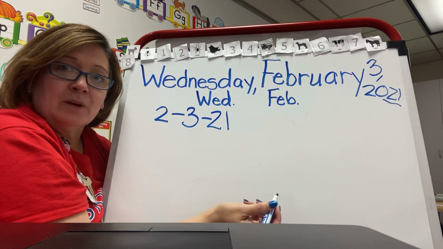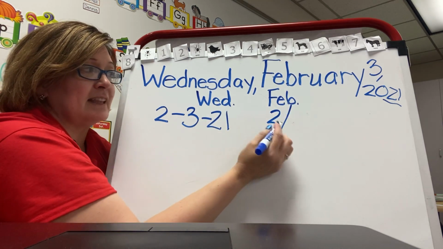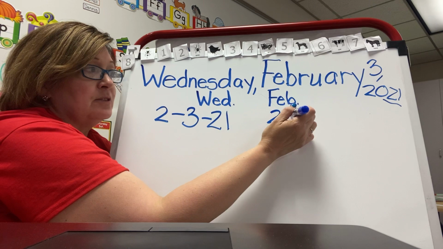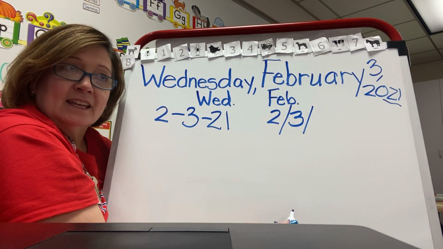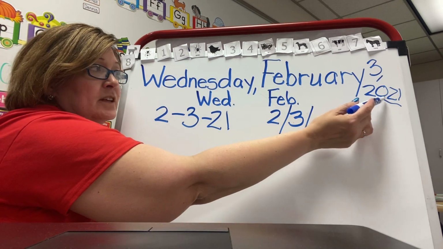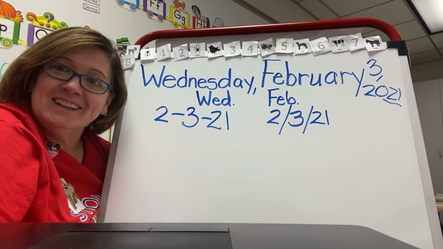Okay, another way to write the date is we could write 2 for February, then write a slash, and then put the 3, and then another slash, and then what year? It's 2021. We just write the 21. Okay, here we go. Good.